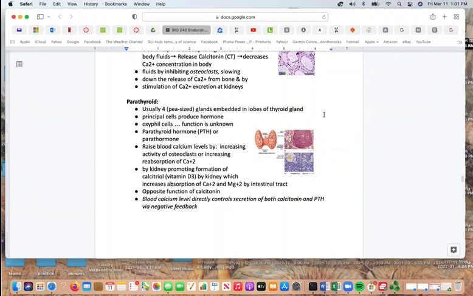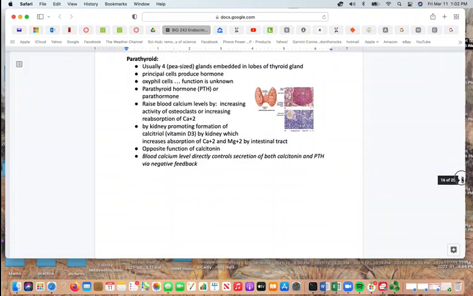It's going to increase the osteoclast activity. So it starts to break down bone to reabsorb the calcium. In the kidney, it would promote formation of calcitriol that will increase absorption of calcium and magnesium in the intestinal tract. So it's got the opposite function of calcitonin. So the blood calcium levels are going to directly control both the calcitonin and PTH levels through negative feedback loops.